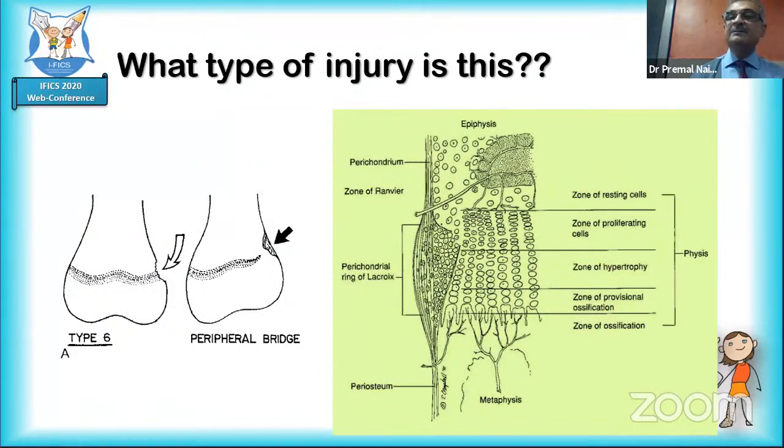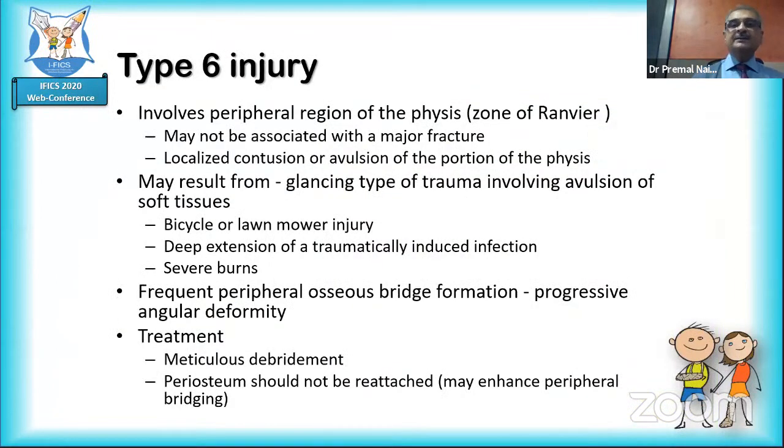I also refer to the same book as Dr. Evelyn has quoted. It's a wonderful book about physeal injury. And this tells us that the type 6 injury is to the perichondrial ring of Lacroix, the area where the injury takes place. So this type 6 injury is basically injury to the zone of Ranvier, and may not be associated with a major fracture.